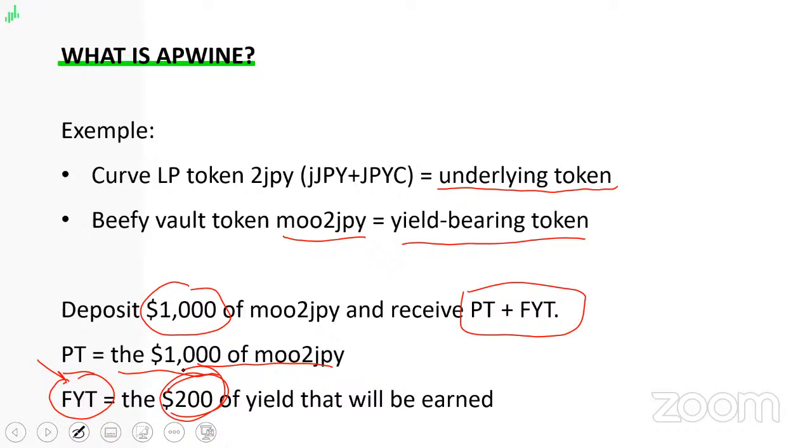I hope that it's clear that you have 2 tokens again. One is the principal, the value of which doesn't change. The only reason why the value of the principal will change is because the price of the Japanese yen against USD will change. But if not, it will be the same. And the future yield token, it's where all the yield is accumulating.